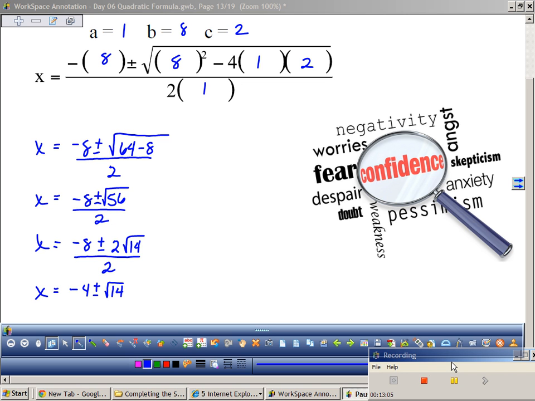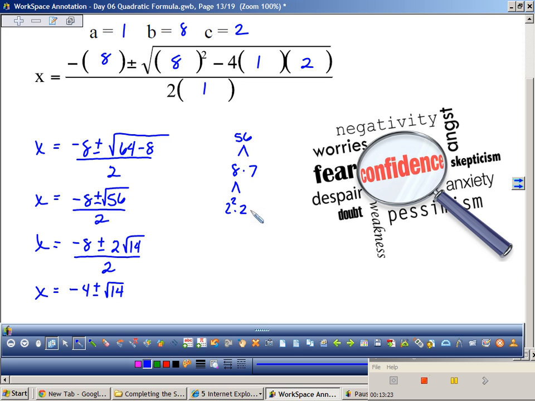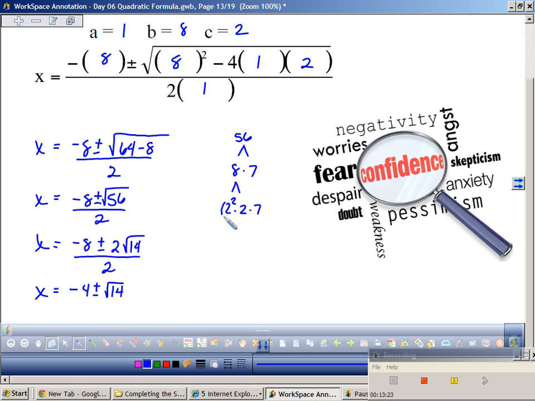Questions? Did anybody get lost in the process? 56 is really 8 times 7, which is really 2 squared times 2 times 7. A 2 gets kicked out. That's how I got the 2 in front of the root and a 14 in this radical sign still. Questions?